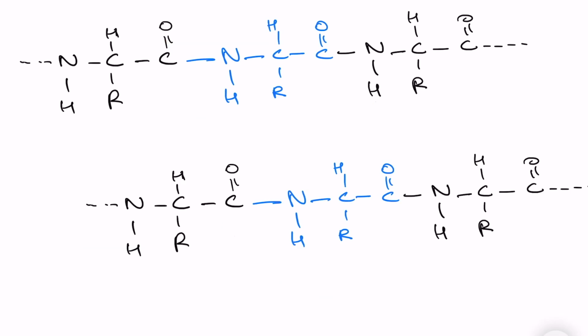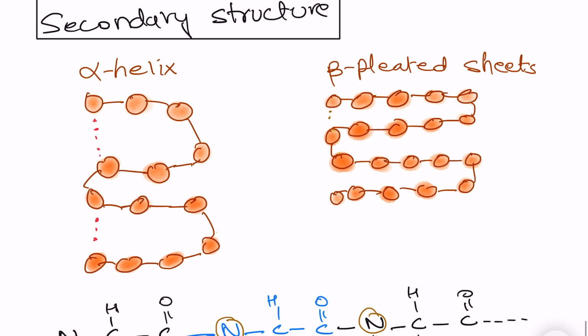Sometimes these weak bonds are formed between the partial positive nitrogen of the amino group and the partial negative oxygen of the carbonyl group. These types of bonds give the shape of pleated sheets to the polypeptide chains.